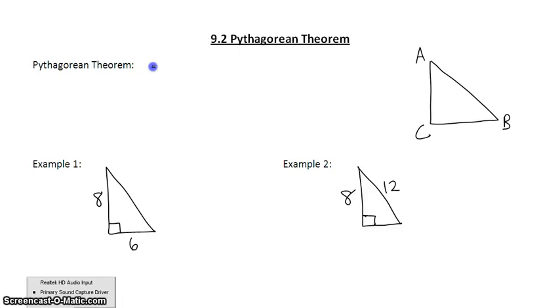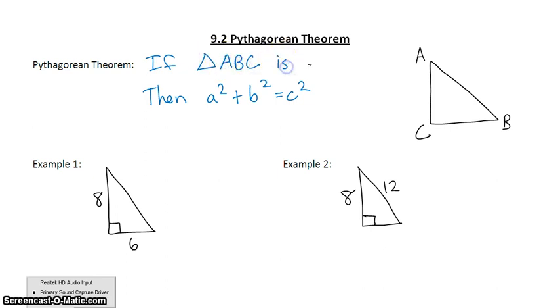The Pythagorean theorem is an if-then biconditional statement. Most of you are familiar with the then part: a squared plus b squared equals c squared. But just as important is the if part. If triangle ABC is a right triangle, then a squared plus b squared equals c squared. So in order to use the Pythagorean theorem, we have to have a right triangle.